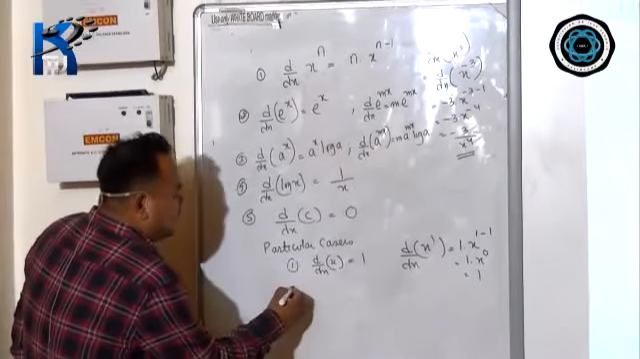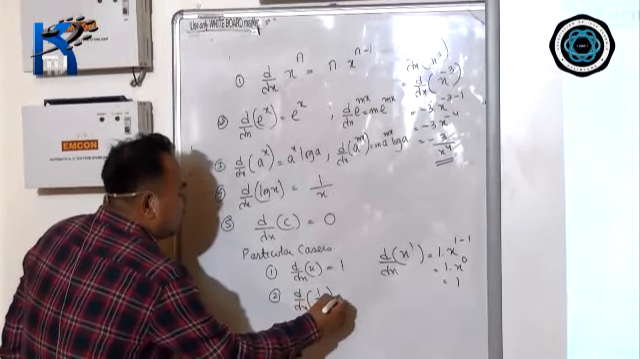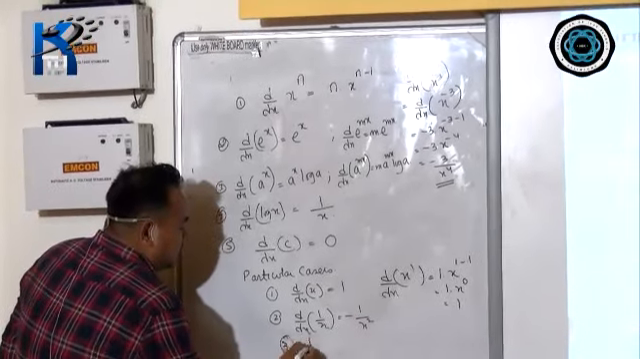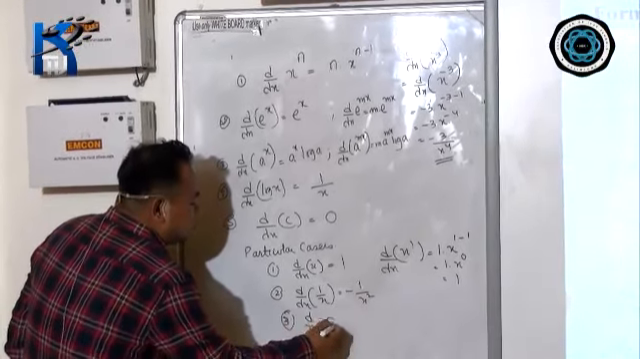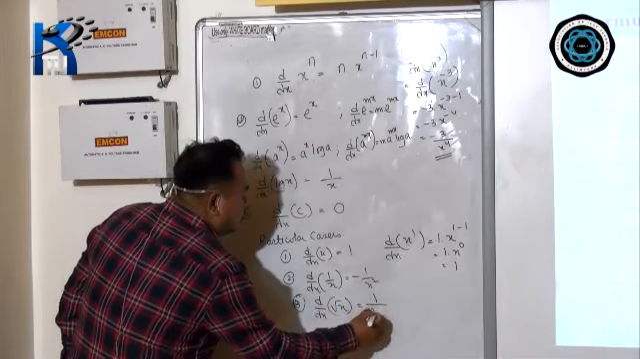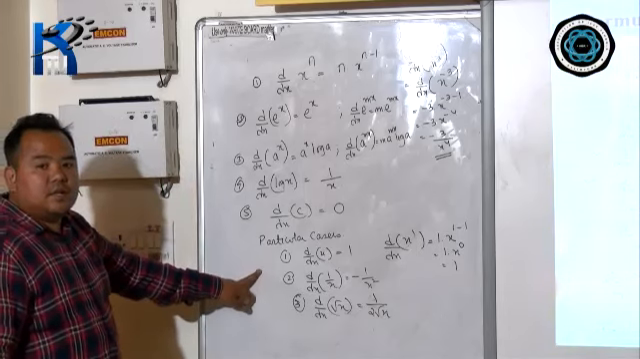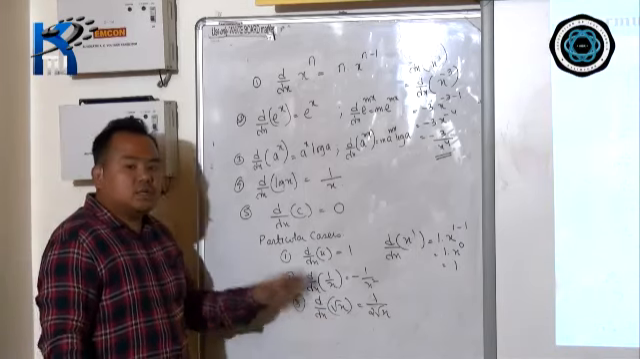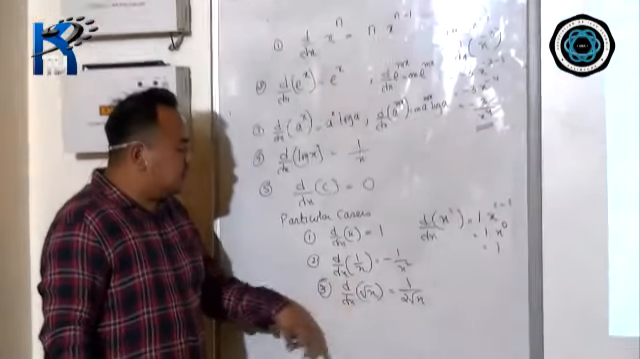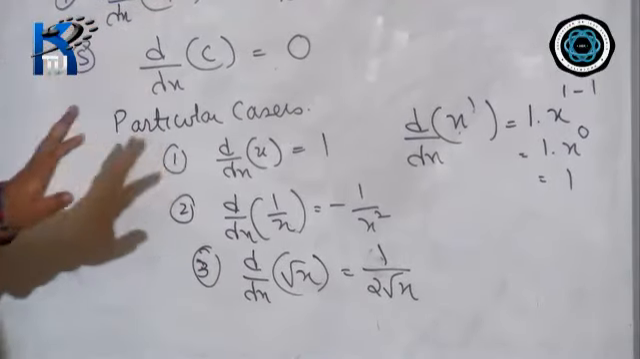Similarly, d by dx of 1 by x equal to minus 1 by x square, and number 3, d by dx of root x is 1 by 2 root x. I've used the same concept because the reason why I've given these as particular cases is these 3 functions are the most repeated ones: differentiation of x, differentiation of 1 by x, and differentiation of root x. So these are the 5 formulas and 3 particular cases.